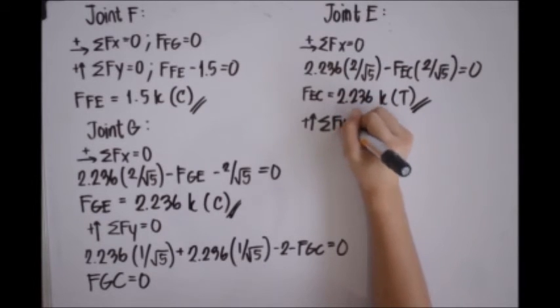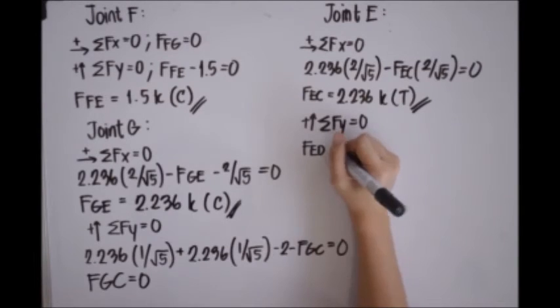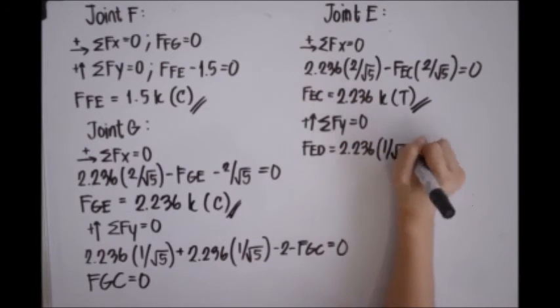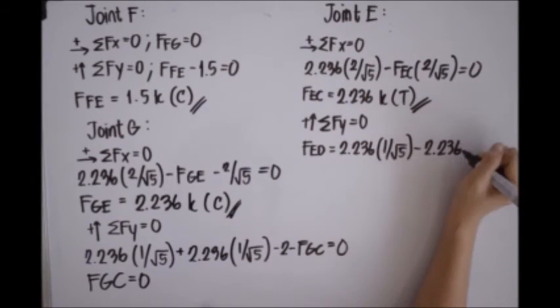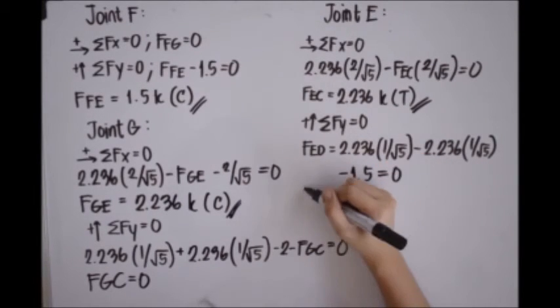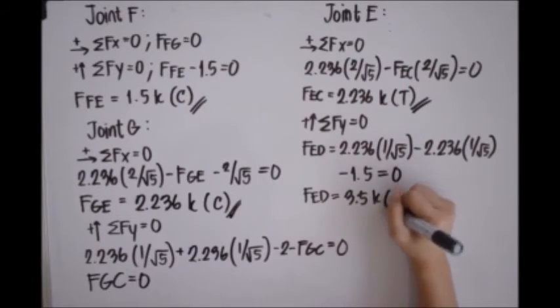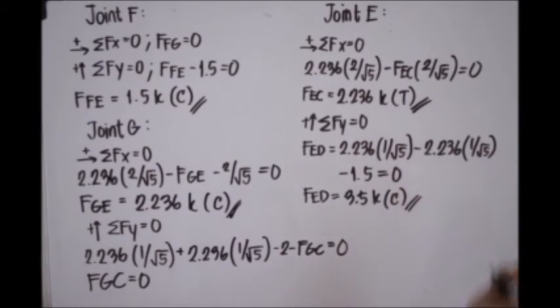So, summation F of y will be 0. F of ED is equal to 2.236 times 1 over square root of 5 minus 2.236 times 1 over square root of 5 minus 1.5 is equal to 0. So, ang F of ED natin is 3.5 kN, which is in compression.